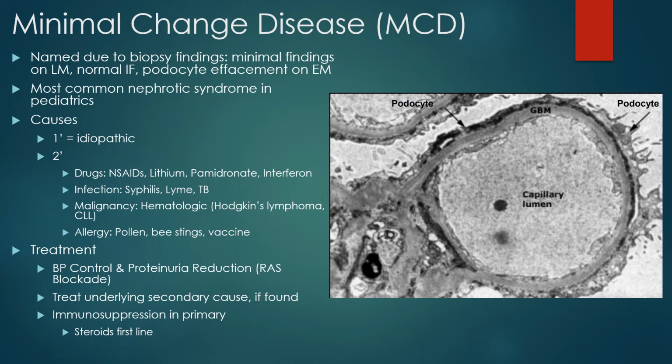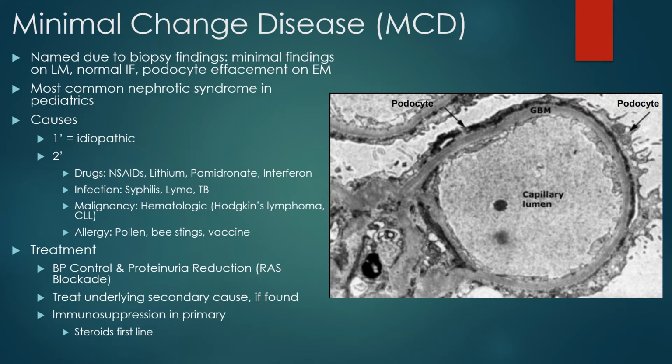Minimal change disease is the most common nephrotic syndrome in pediatrics, and it's named due to the biopsy findings of minimal change. Light microscopy and immunofluorescence are generally normal, and there's only some podocyte effacement seen on electron microscopy. Now, minimal change disease can be primary or secondary, and when it comes to secondary causes of any of the primary nephrotic syndromes, the big categories include drugs, infections, and malignancies.